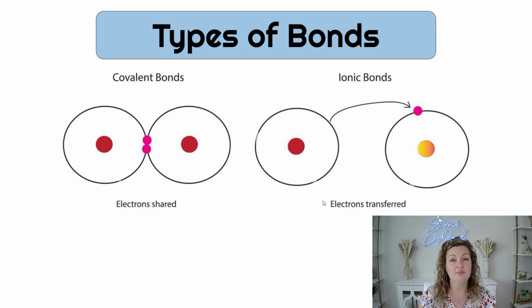And then we have ionic bonds. In ionic bonds, there is a give and a take of electrons. So there's like a donator and an acceptor of the electrons, and you can see that happening here. We call it an electron transfer.